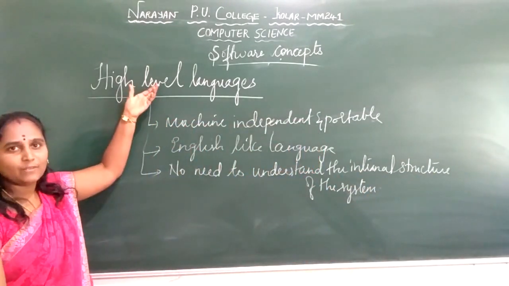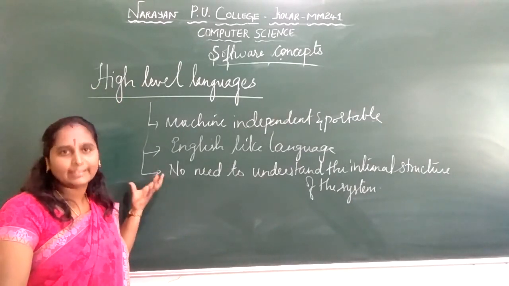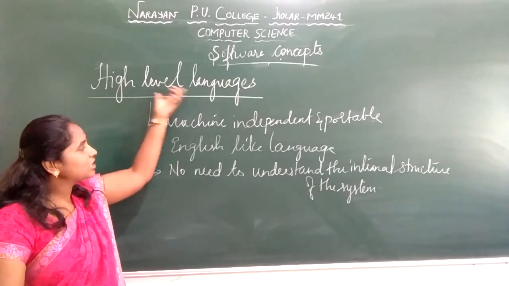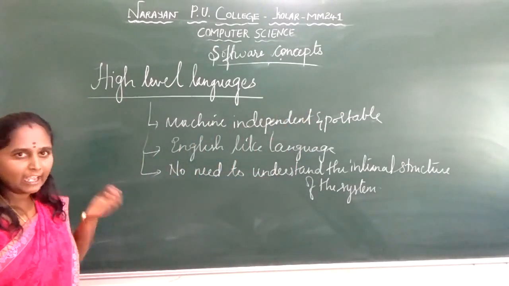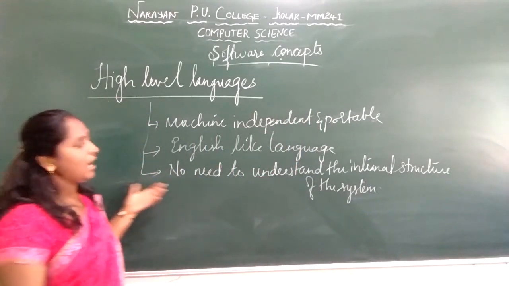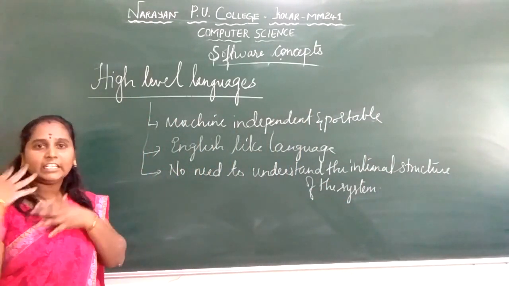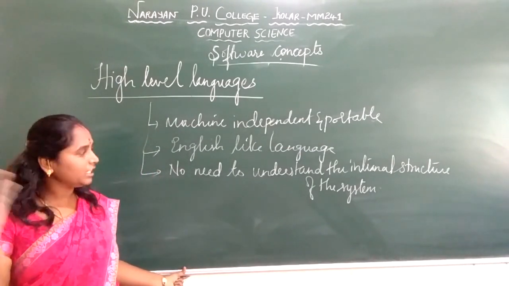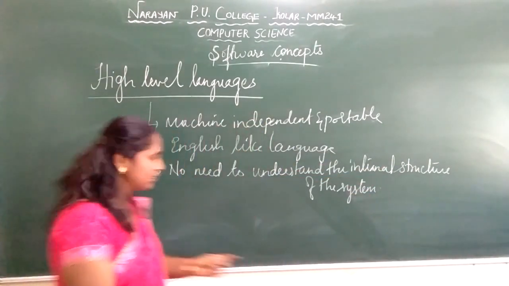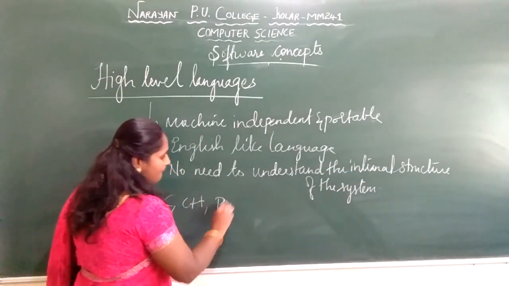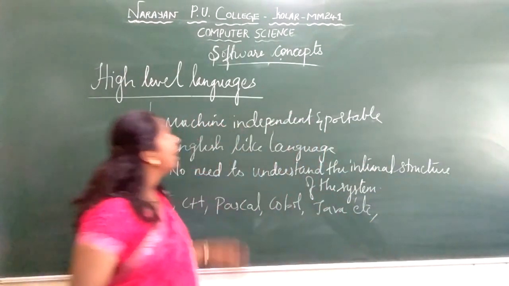High level language comes to overcome the difficulties faced in low level languages, that is machine level language and assembly level language. In high level language, it is machine independent and portable, and it is an English-like language, and it does not need any understanding of the internal structure of the system. Where in machine level language you have to know the zeros and ones and the details of the architecture, in high level language there is no need to understand the internal structure or architecture of the system. Some of the high level languages are C, C++, Pascal, Cobol, Java, etc.